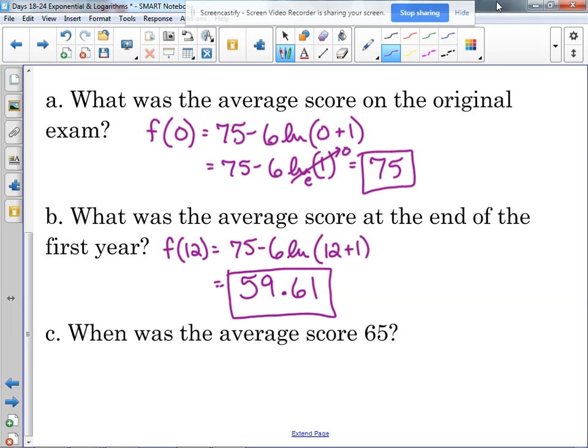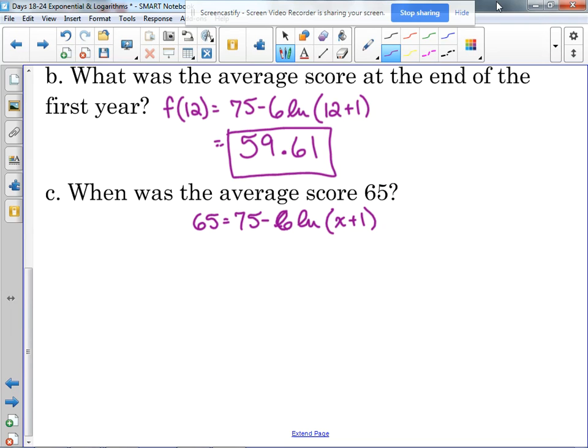Now, let's look at a scenario where we actually have to do some manipulating here. When was the average score a 65? So this time, we're not plugging in 65, we're setting our equation equal to 65. Now we are solving for x. So we need to use our log solving skills here. We've got to get the log by itself first. So we subtract the 75 from both sides. Then we need to divide by that negative 6. So that reduces to positive 5/3.